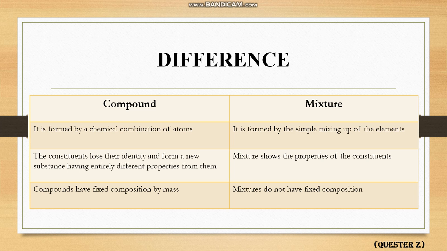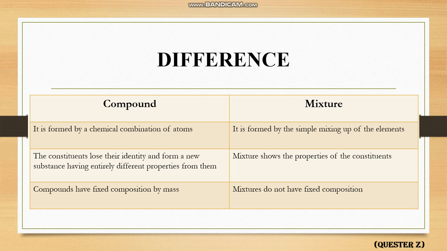Next one now is the difference between compound and mixture. Compound is formed by a chemical combination of atoms. In a compound, there is a chemical combination, meaning there is some chemical bond present between the elements of the compound. While a mixture is formed by simple mixing up of elements. There is no chemical bonding involved.